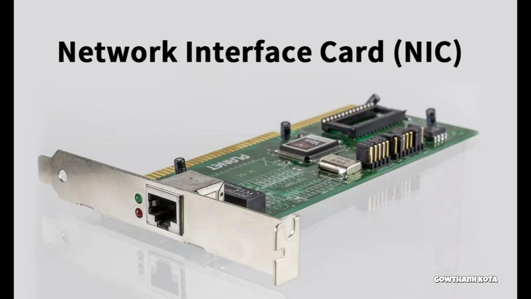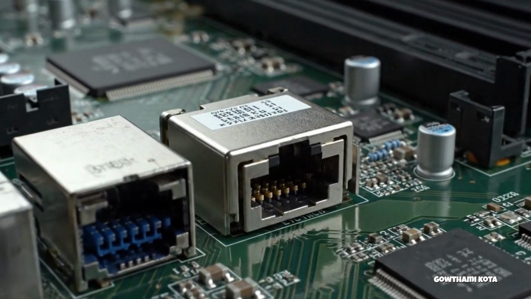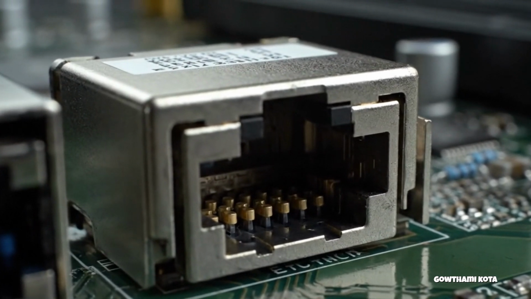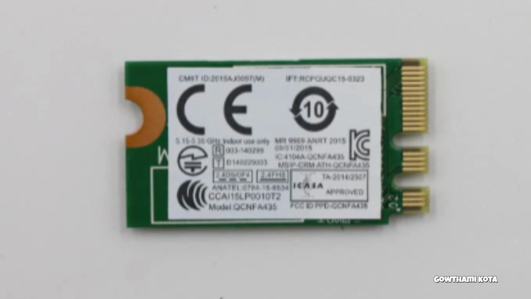The first thing that we're going to discuss today is Network Interface Card. A Network Interface Card or NIC is a hardware component inside a computer that connects it to the network. It operates at the data link layer and the physical layer of the OSI model. Every NIC has a unique MAC address which acts like the identity tag for the device on the network. It can be wired, like using an Ethernet port, or wireless, like a Wi-Fi card.